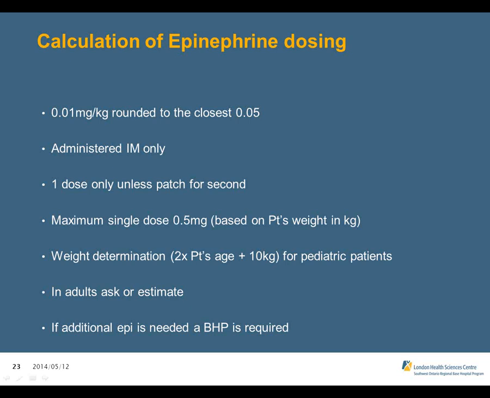Again, the maximum single dose for a patient is 0.5 milligrams, and we're going to base it on their weight. In terms of pediatric patients, the formula for calculating the weight is 2 times the patient's age plus 10 kilos. Or you can ask a parent what the known weight of the child is. In adults, you can estimate their weight by eyeballing them, or you can ask them how much they weigh. And if additional epinephrine is needed, a second dose patch is required to the base hospital physician.